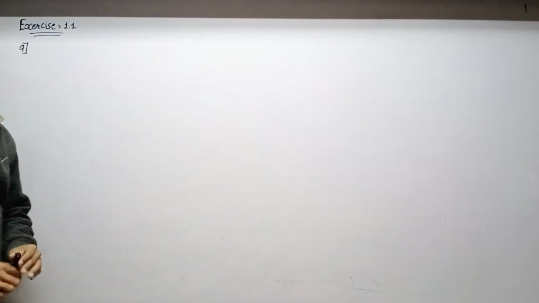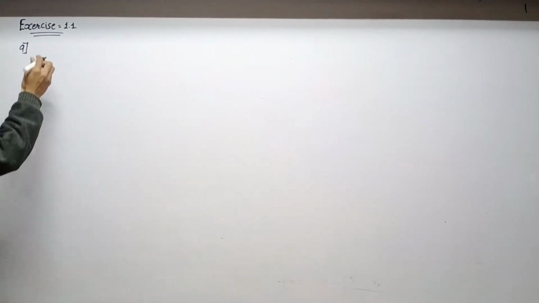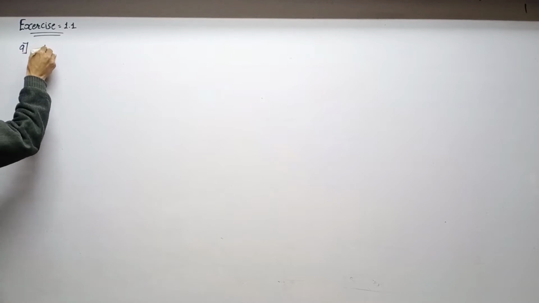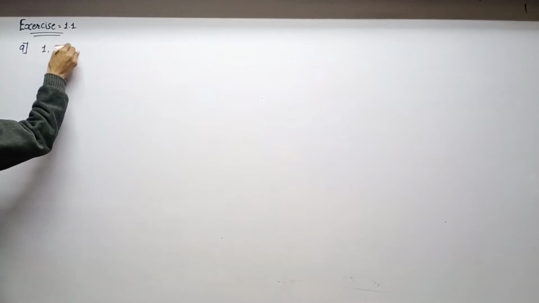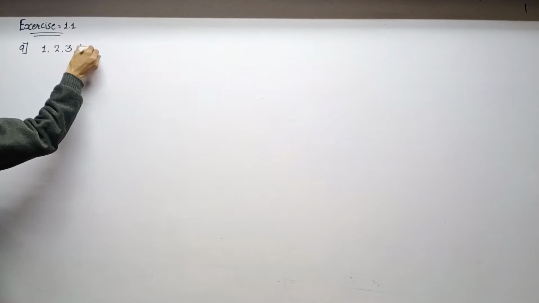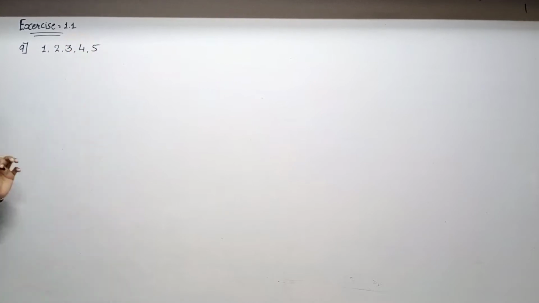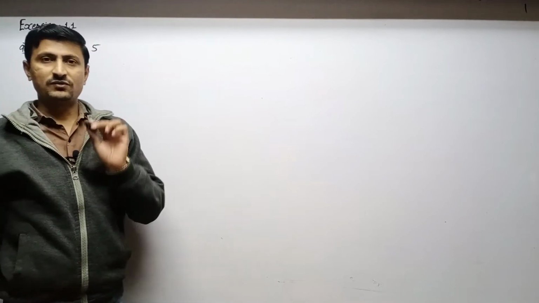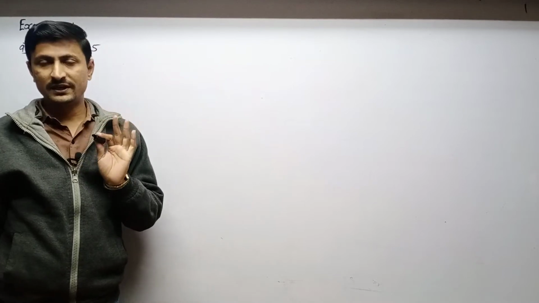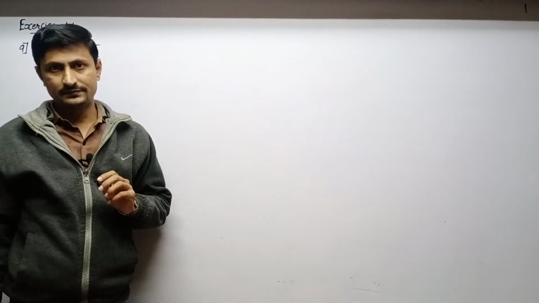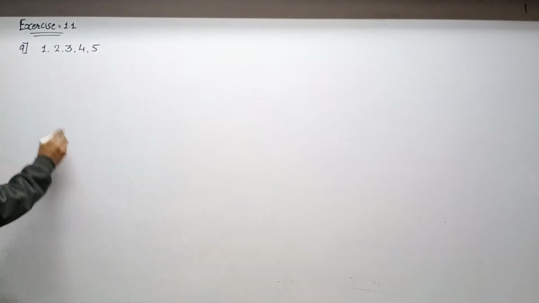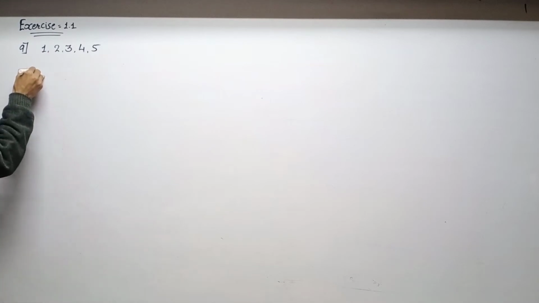What is given in the question? First 5 natural numbers: 1, 2, 3, 4 and 5. Any two numbers randomly selected, so 5C2, which means the total outcomes will be 10. So number 1: write down sample space U.